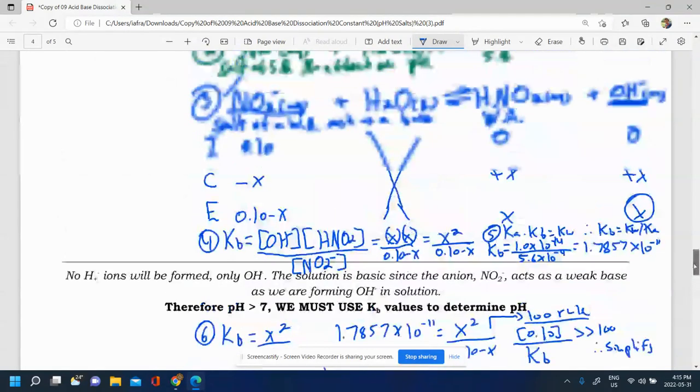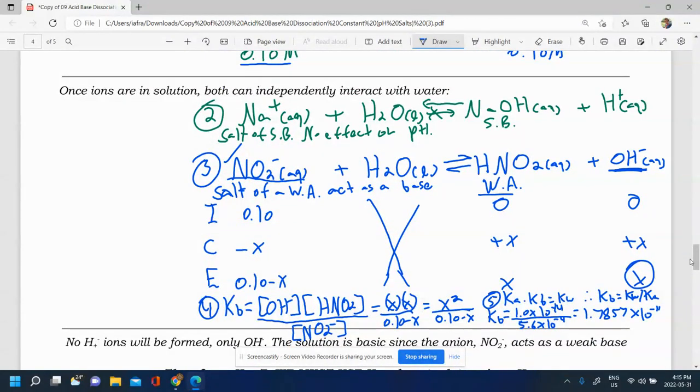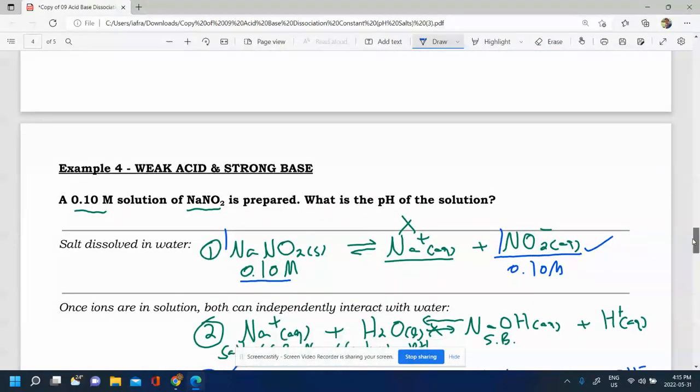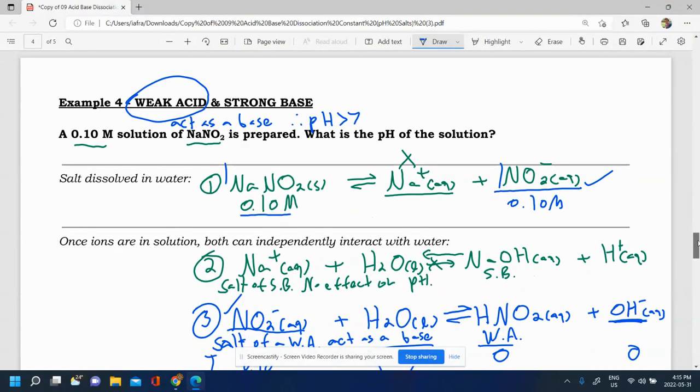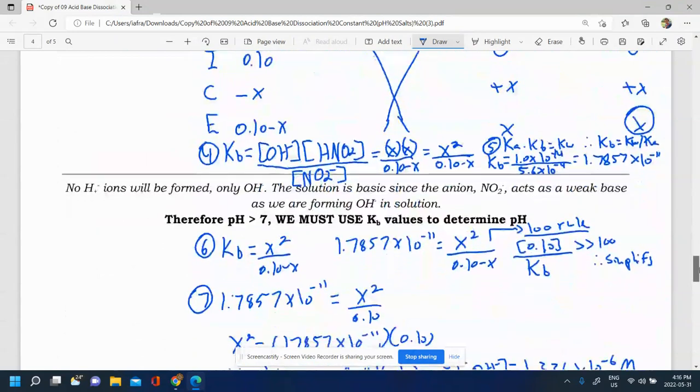And this makes sense because we have a salt of a weak acid, which acts as a base. So when you have the salt of a weak acid, it is going to act as a base. Therefore, the pH will be higher than 7. So when you have the case of a salt, where part of it comes from a strong base, that part won't affect the pH. But the part that comes from a weak acid, that part will affect the pH as a weak base. And therefore, you'd expect your pH to be above 7 in that scenario.